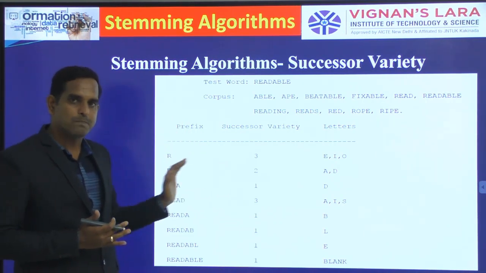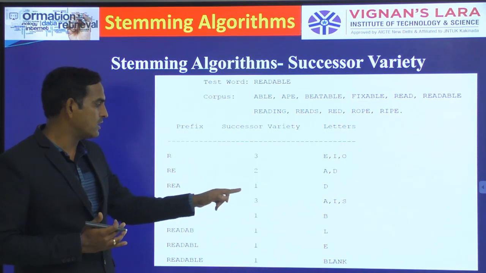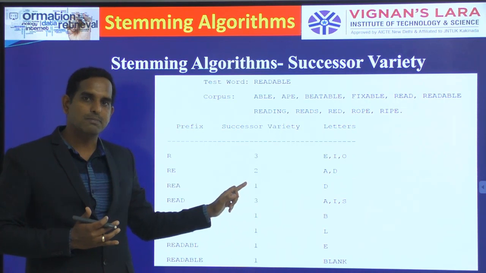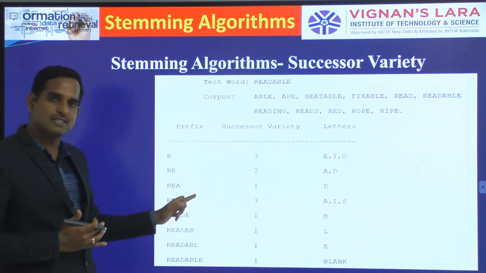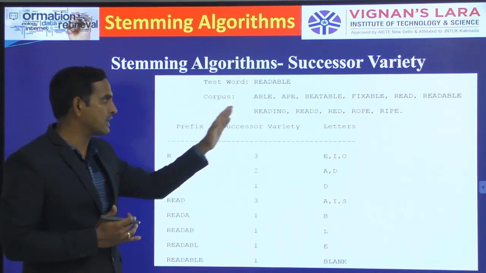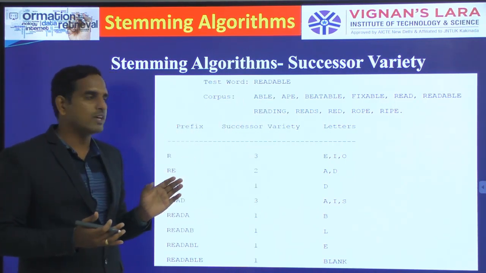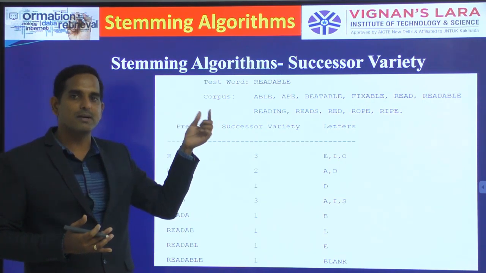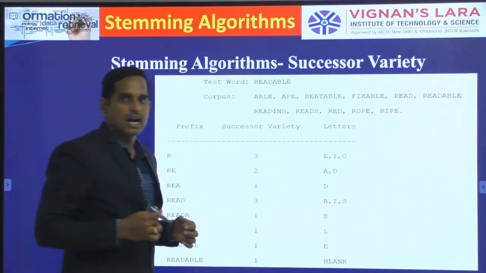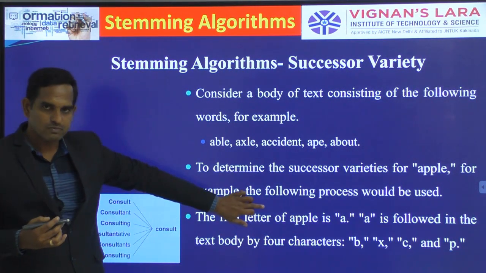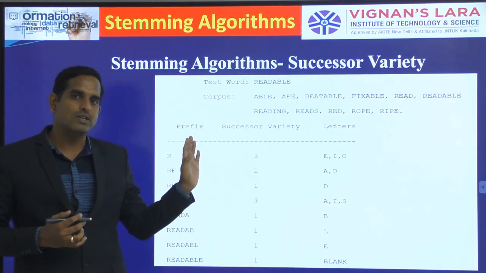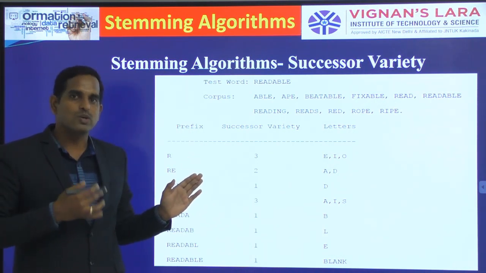So we try the peak and plateau method, where when the successor variety of a particular character is greater than the previous one, at that time we create a segment. Now the word read can be treated as a segment for the word readable. There is also a third method, the complete word method, where if a particular word is present as a complete word in the corpus, we take it as a segment in that word. These are the 3 methods we discussed in the previous session to create the segments.